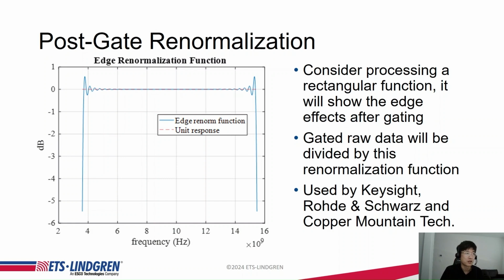Consider processing a rectangular function. It will show the edge effects after gating. The gated raw data will be divided by this renormalization function. So this method is used by KSAT, Rohde & Schwarz, and Copper Mountain.